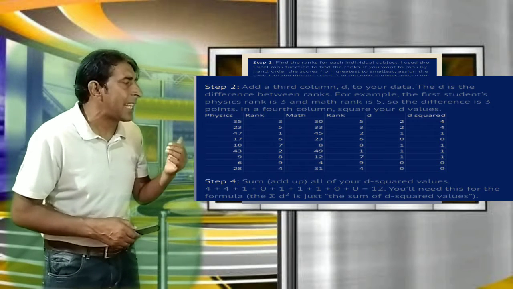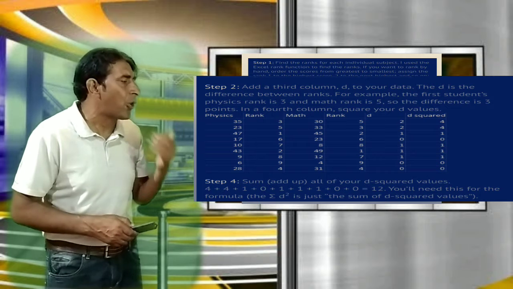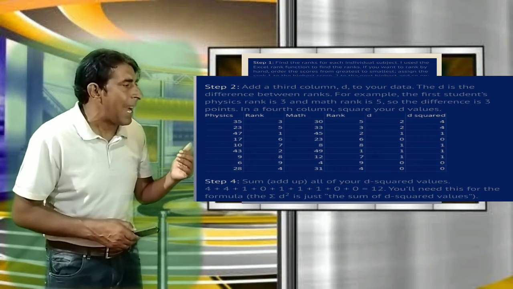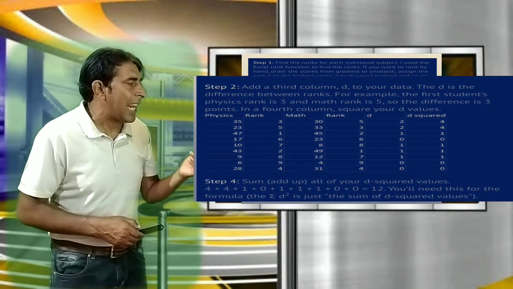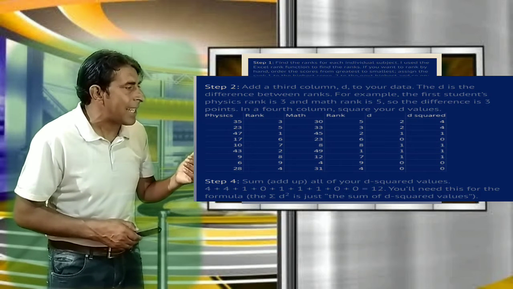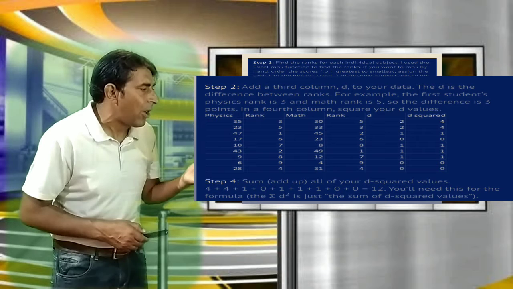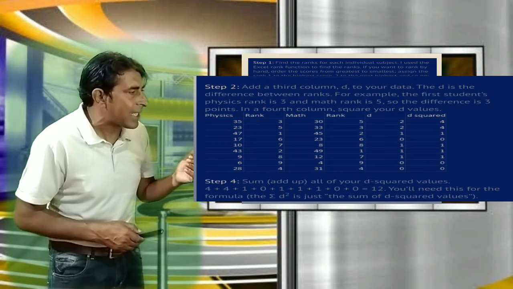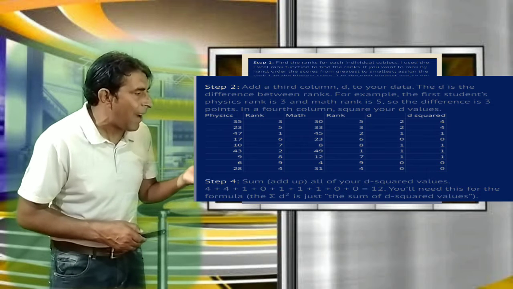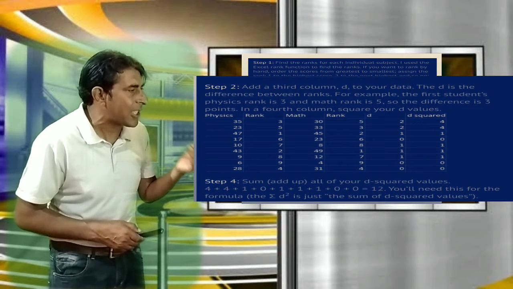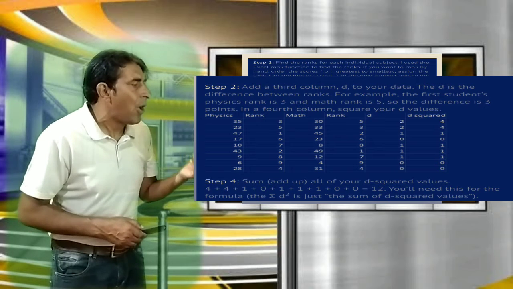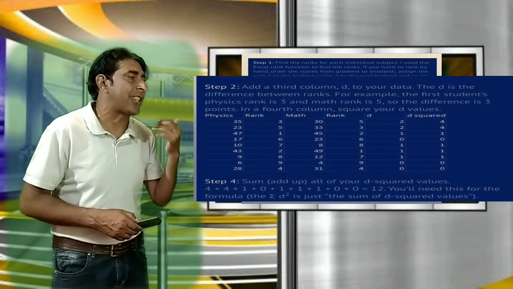The difference of the ranks is 3 minus 5, that's minus 2. 5 minus 3, that's 2. 1 minus 2, that's minus 1. 6 minus 6, that is 0. 7 minus 8, that's minus 1. 2 minus 1, that's 1. 8 minus 7, that's 1. Now, 9 minus 9, that's 0. 4 minus 4, that's 0.